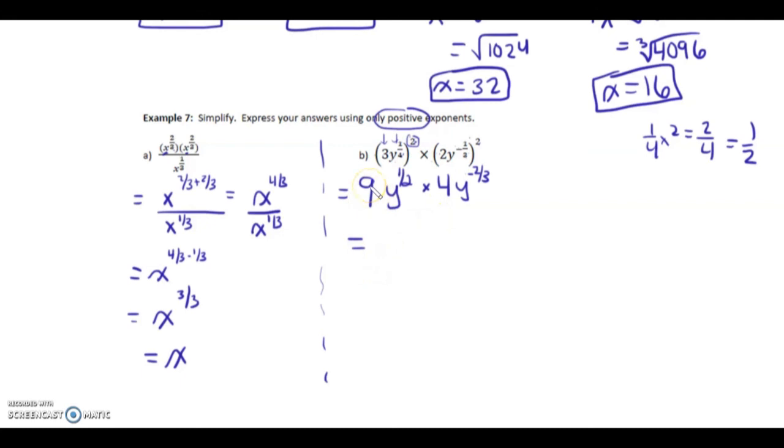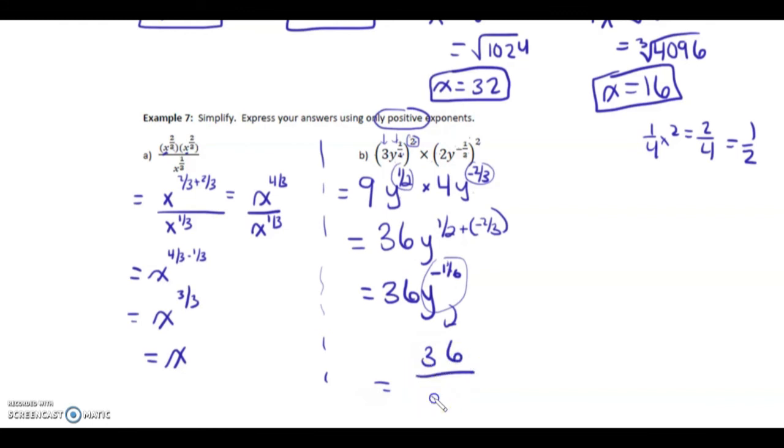Okay, so normal numbers we treat normally. 9 times 4 is 36. And then we're going to add, because we're multiplying the y and the y, right? So we're going to add 1/2 plus negative 2/3. I'm doing this with the fraction button on my calculator. I get negative 1/6. So I get 36y to the negative 1/6. We know that this negative 1/6 is on our y, so we can bring that into the denominator. So we get 36 over y to the 1/6. We don't have to do anything with this because it's just a variable y. We only have to 6th root it if it was an actual number.